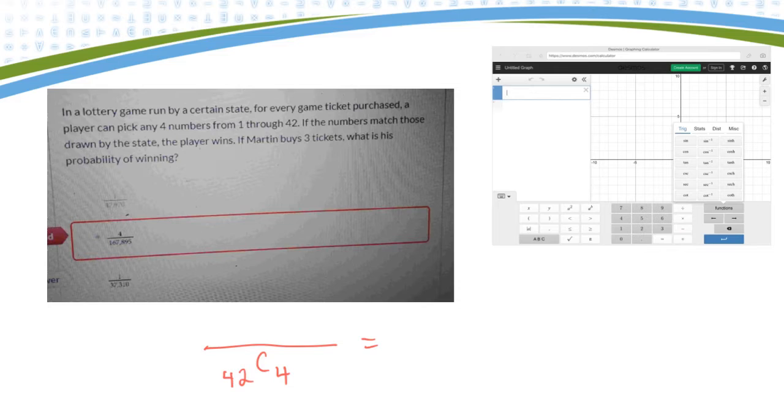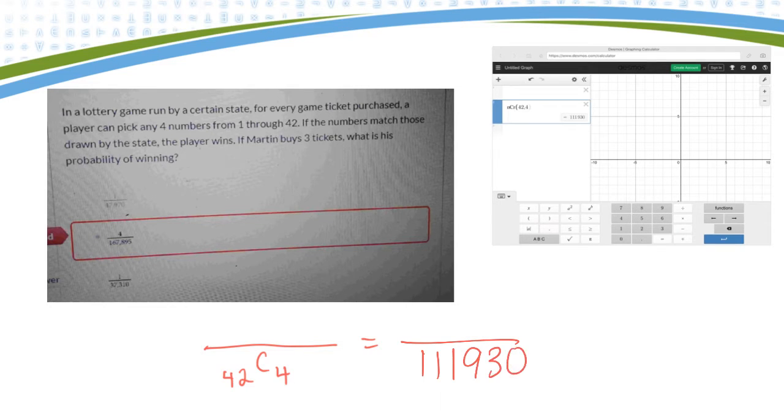I did that over here, and the number came out to be, oh, where'd it go? Oh, it's gone. I'll do it again. So functions, stats, choose. So 42, comma, 4. 111,930. So the total number of ways that could happen is 111,930.